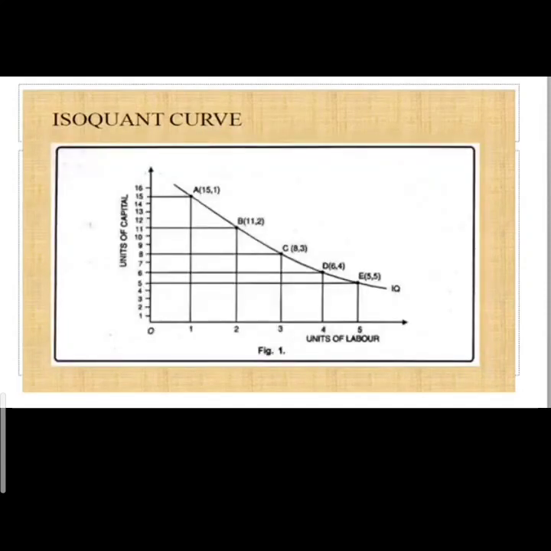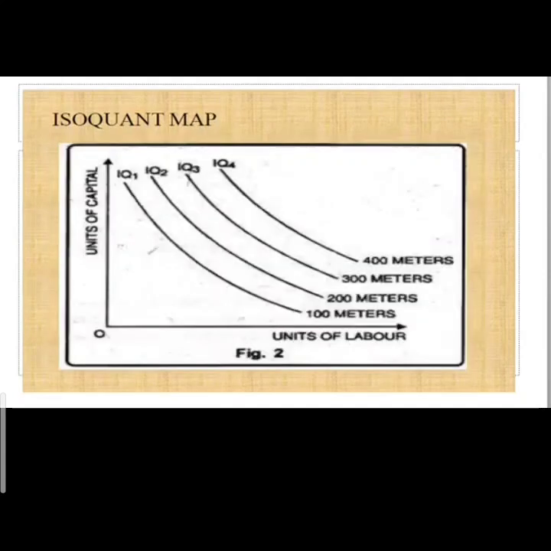Isoquant curve. Here is the graphical representation of the given table. We can see A, B, C, D, and this is a downward sloping curve because here the law of substitution works. Labor and capital are complete substitutes of each other. So whether more labor or more capital, we are getting the same number of meters of cloth, like 200. So the definition is clear that at any combination on the isoquant curve, we are getting the same output level. Here is the isoquant map.